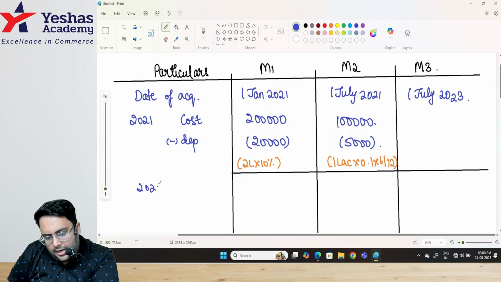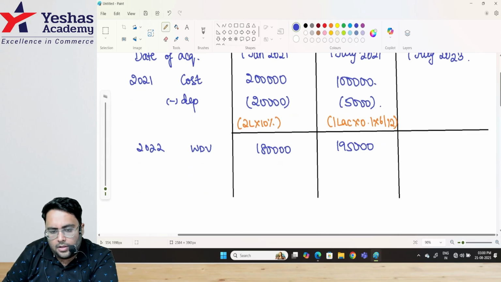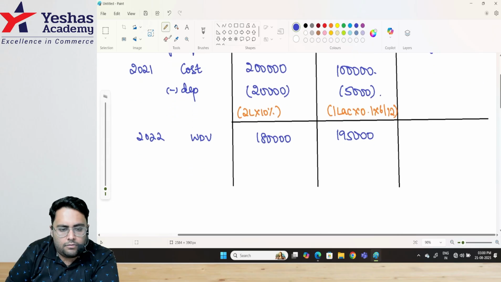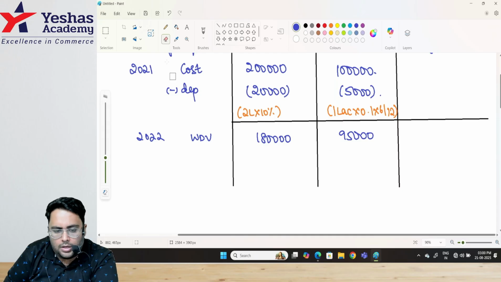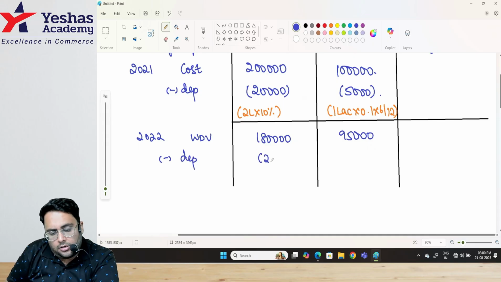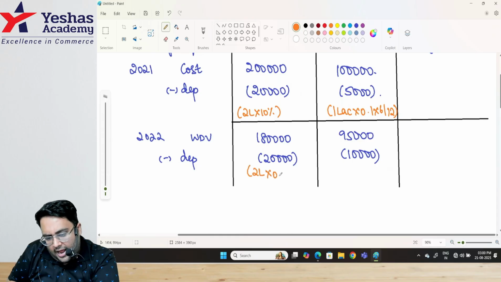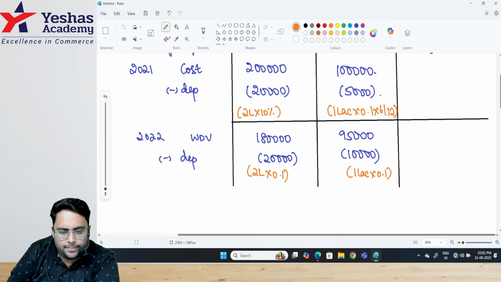For 2022, you get your WDV 1,80,000, then 95,000. Second, third asset is still not there. M3 is not there. In the second year, I directly record depreciation. Which method? Straight line method. So 20,000 for M1, 10,000 for M2. How, sir? 2 lakh into 10%, 1 lakh into 10%.